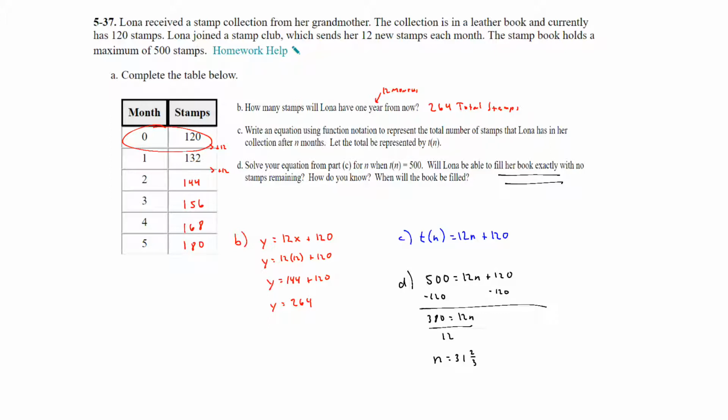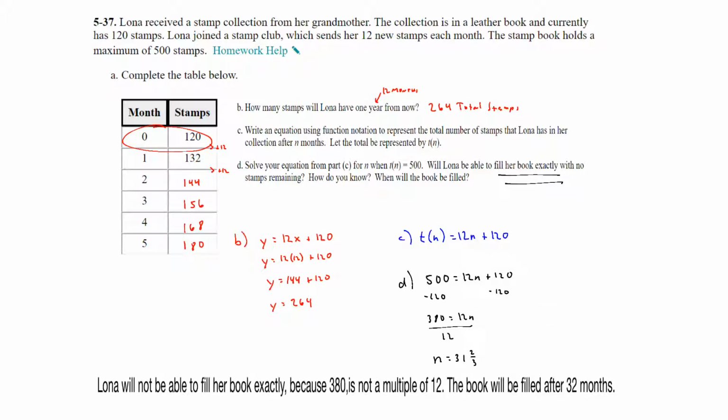Or no, when will the book be filled? So you can't have 31 2/3 of a month, so it's going to take 32 months to fill the book, and then she'll just have some leftovers for a new book. So just make sure you answer all those questions from part D.